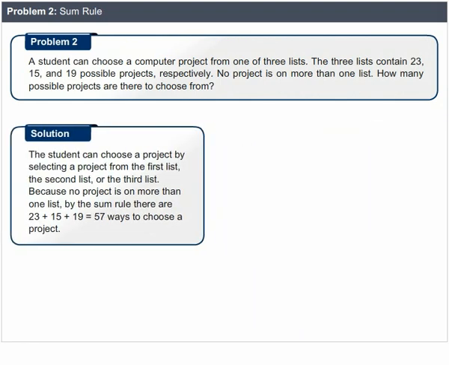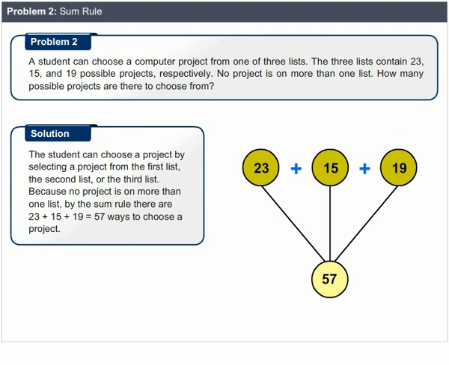Solution. The student can choose a project by selecting a project from the first list, the second list or the third list because no project is on more than one list. By the sum rule, there are 23 plus 15 plus 19 equal to 57 ways to choose a project.